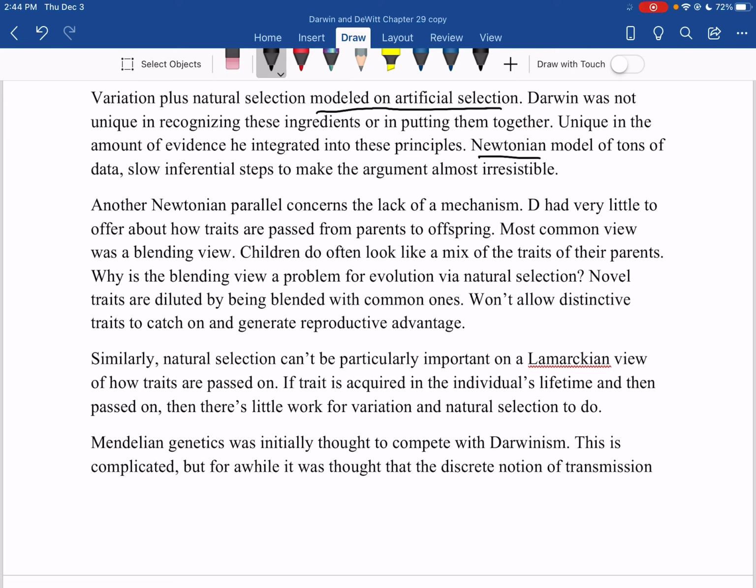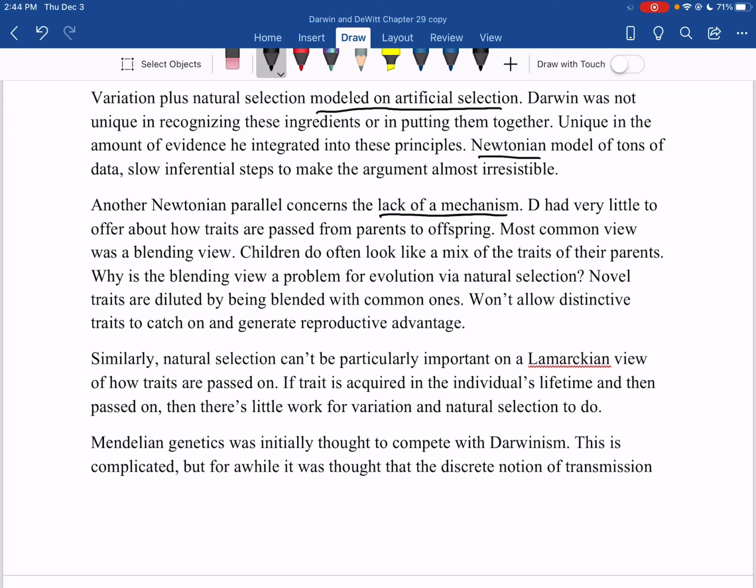But there's another parallel with Newton that DeWitt does not bring out very well, and that fits our story. It's a story about the lack of a mechanism. What's the parallel with Darwin? Clearly gravity, right? People like Leibniz said, Ike, buddy, how does the moon pull on the earth and the earth pull on the moon without a rope? Darwin's critics said to him, how are traits passed from parents to offspring? And Darwin had very little to say about that.